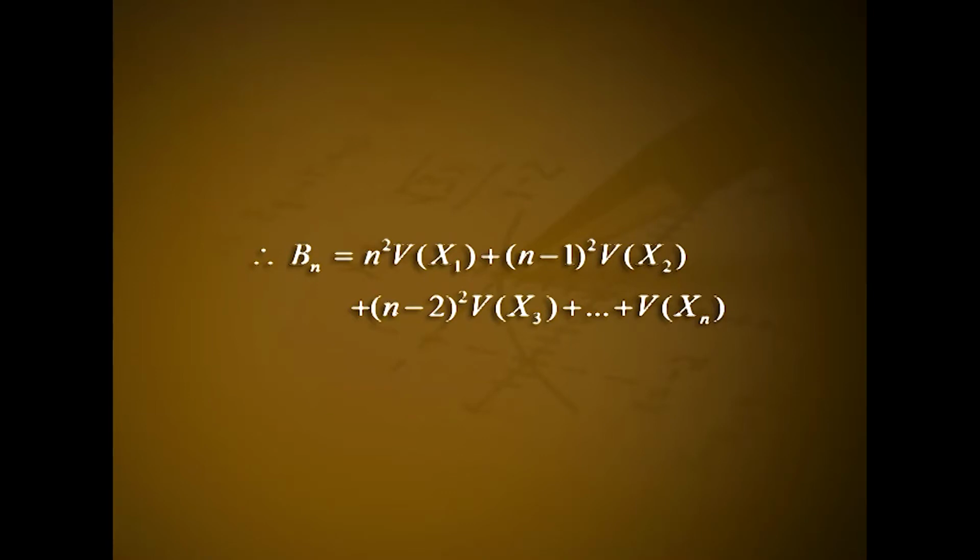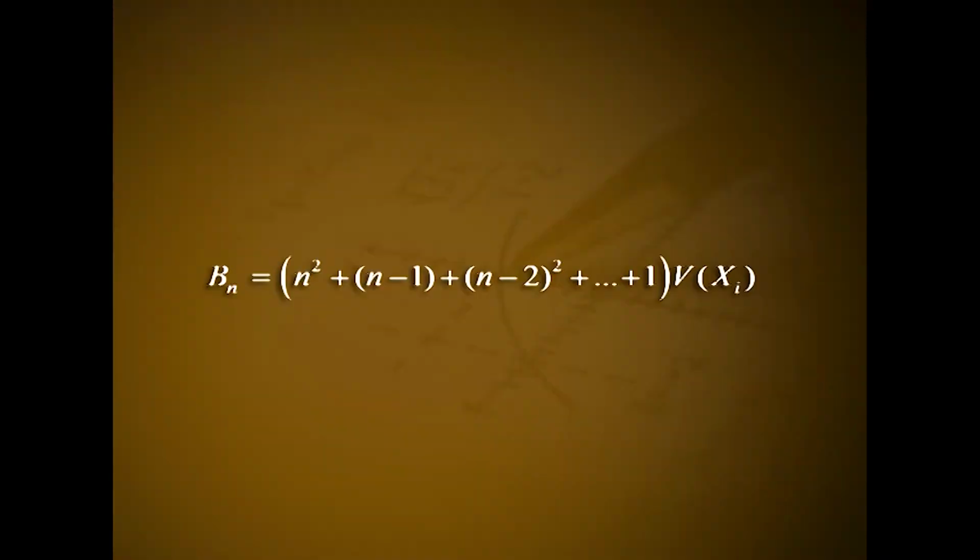Since xi's are independent, Bn equal to n square into variance of x1 plus n minus 1 all square into variance of x2 plus n minus 2 all square into variance of x3 plus etc. plus variance of xn. Also, since xi's are identically distributed, variance of xi's are same for all i. Let it be sigma square.